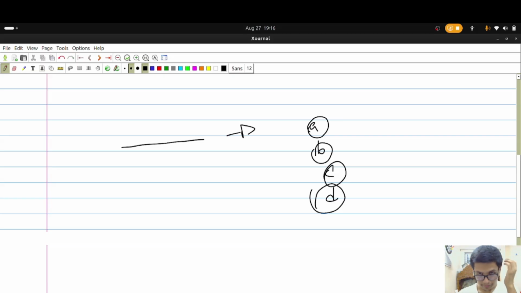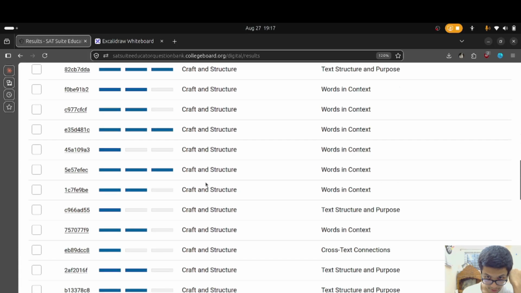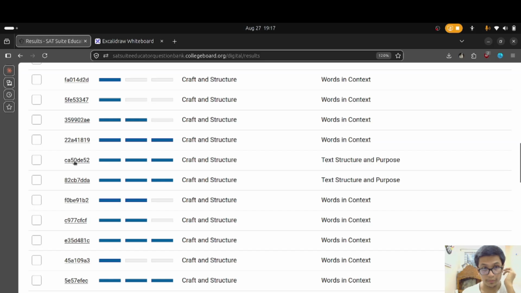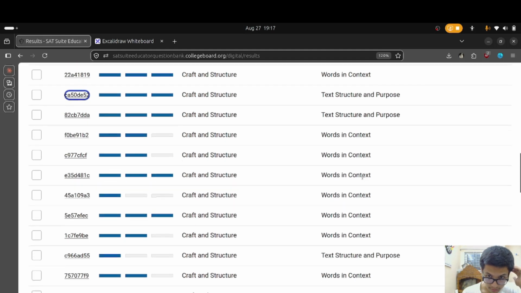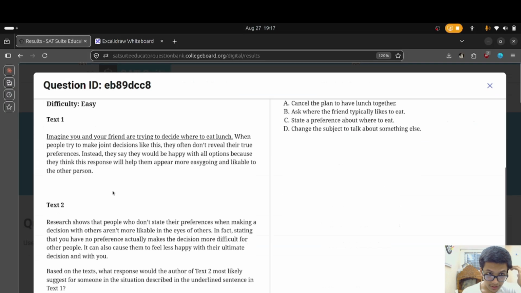That's the trick here. There might be another type of question, for example, text structure and purpose. These are usually the hard ones, because sometimes you have to read the whole passage to understand what the author is doing. And the other one is cross-text connections, which I think is very easy because it is all about connecting the dots.